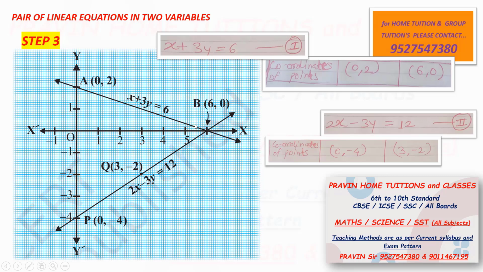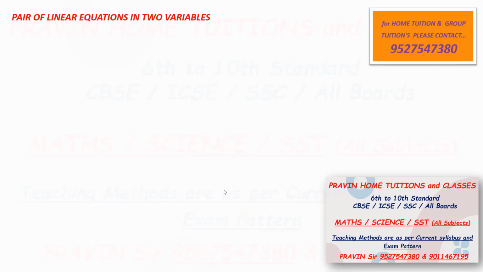When these two lines meet at a single point, that is (6, 0), the coordinate of this point is (6, 0), and the two lines meet at this point, so (6, 0) will be the solution for this pair of linear equations. So this is the graphical method to find the solution of a pair of linear equations in two variables.